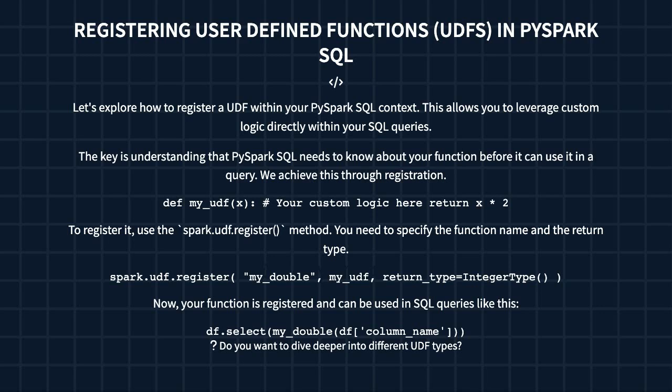Let's see an example. We've defined a simple function called myDouble that just doubles its input. Then, using spark.udf.register, we tell Spark about this function and specify the return type as an integer. Finally, you can actually use it in your SQL queries, like selecting the doubled values from a column.